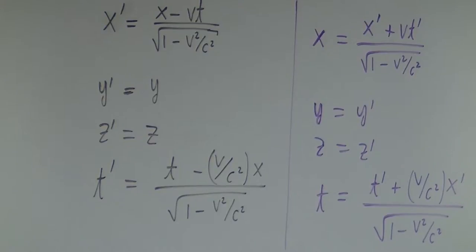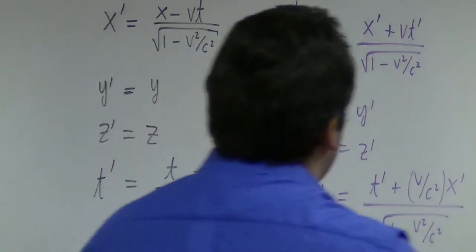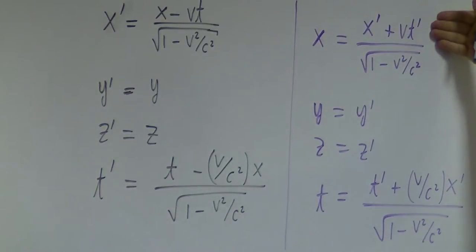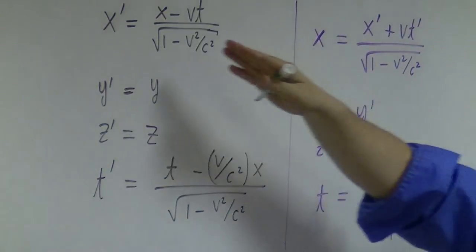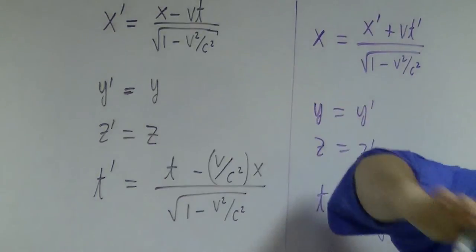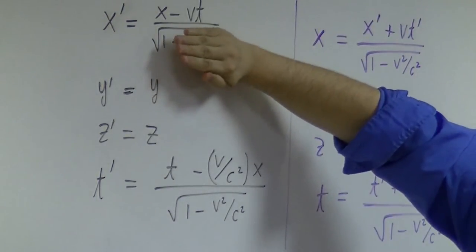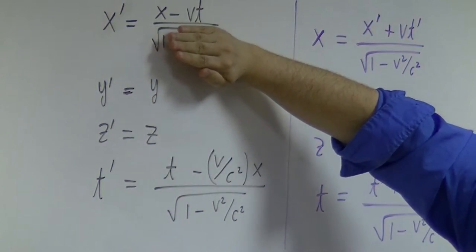When V is much, much smaller than C, V over C is stupidly small, and V squared over C squared smaller still, so 1 over the square root of 1 is, well, just 1. So that gamma factor just becomes 1, right? And when gamma is just 1, you're back to just the Galilean results, right? X prime is equal to X minus VT. That's what we had before in this situation.